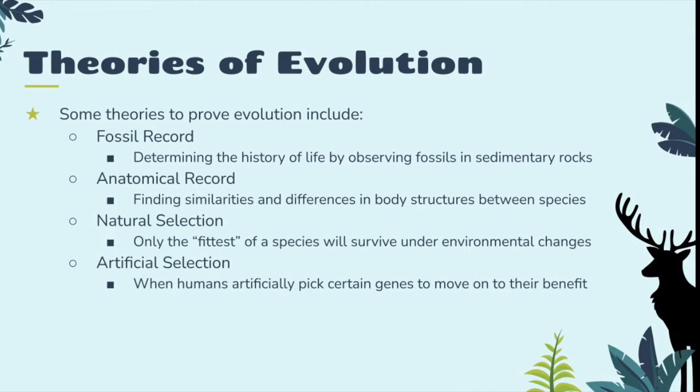Speaking of different theories, there are a couple of them that go along with Darwin's theory. There is fossil record, which is the study of fossils in sedimentary rock to determine the history of life. Anatomical record, which is seeing the different structures of a species and seeing how they're alike and different. Natural selection, which states that only the fittest of a species will survive. And artificial selection, which is when humans choose certain genes in a species to benefit them.